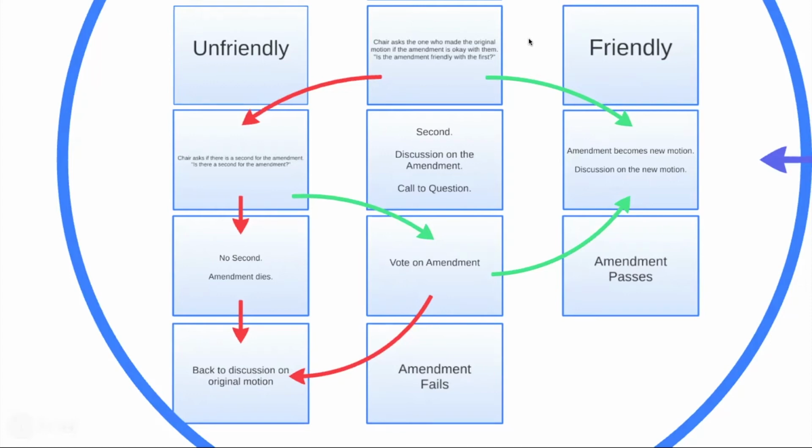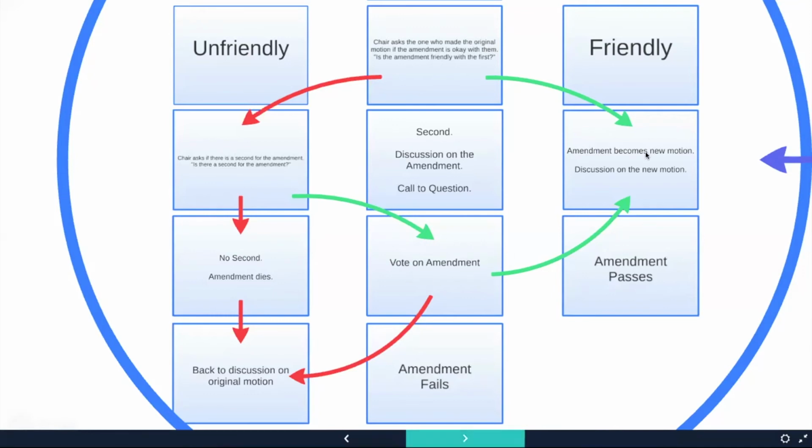If there is a second, you can see that green arrow going to the right. You will then go into discussion on the amendment and vote on it the same way you do with any other motion. It says call the question and then vote on the amendment. You go through discussion and calling the question like you do with any other motion. If it passes, then the amendment becomes the new motion. That's the third green arrow down at the bottom, moving up.